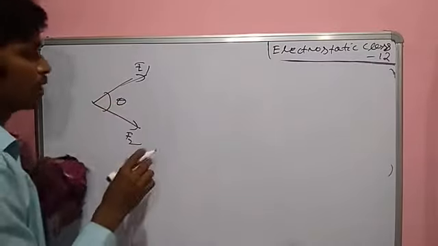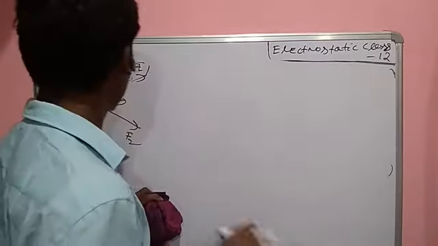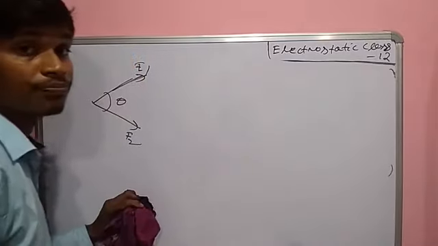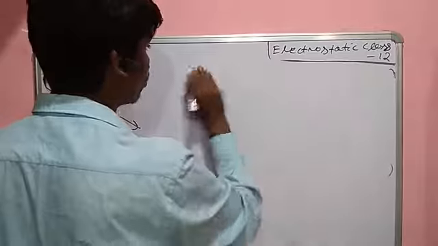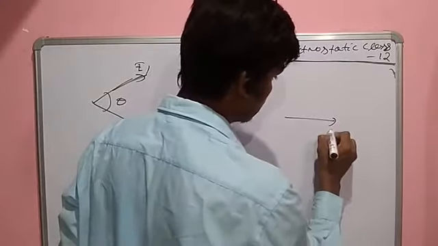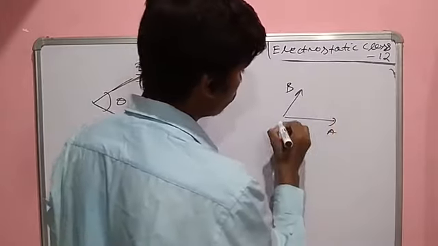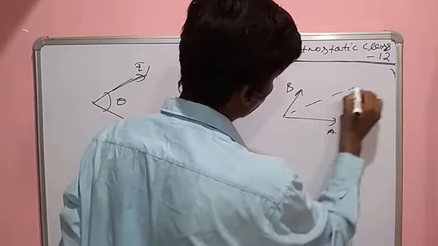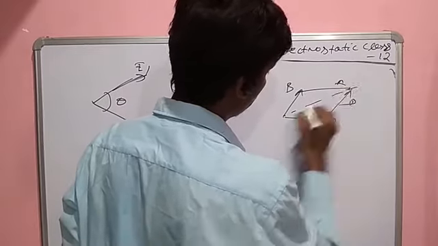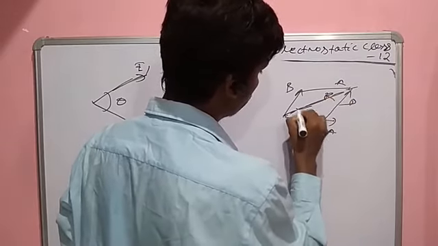Root of E1 square plus E2 square plus 2E1E2 cos theta is the magnitude of the resultant electric field. But what about the direction? You have already known this in first year class. A is here, B is here, and this is the resultant. The angle between the resultant and A is beta.